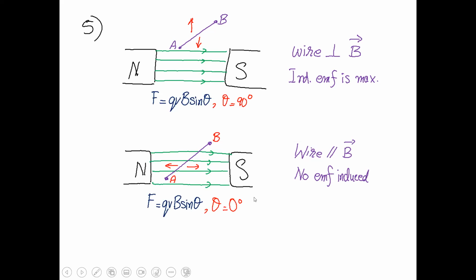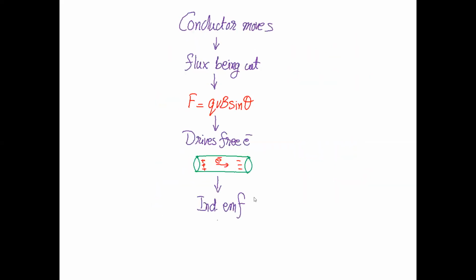Why is there no force? Now, there is no position here. When F is equal to qvB sin theta, theta will be equal to 90 degrees, so the interaction will be maximum. But when you put theta as 0, obviously the force will be 0 and the interaction will be a minimum in the second case. When the conductor moves, flux is being cut, and this is the force F equals qvB sin theta.